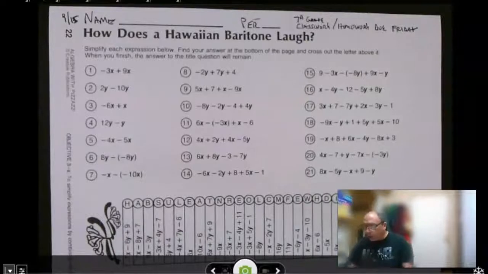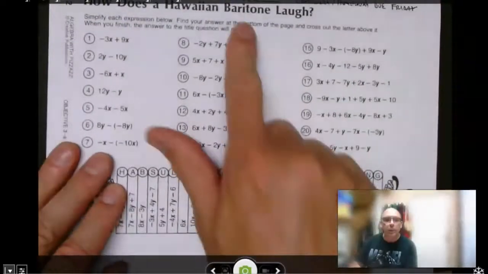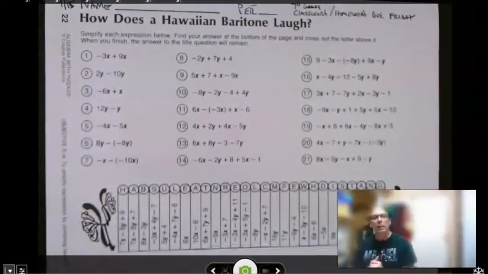It's kind of a worksheet, a fun worksheet. How does a Hawaiian baritone laugh? I have no idea, but down here, hopefully, we will decode this and find the answer to this silly little riddle. So what we're doing here is combining like terms.